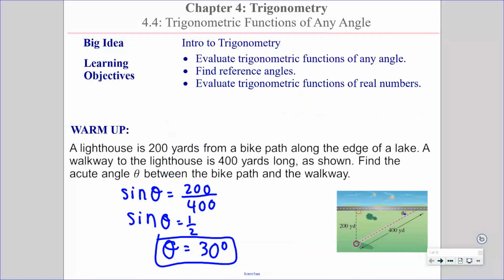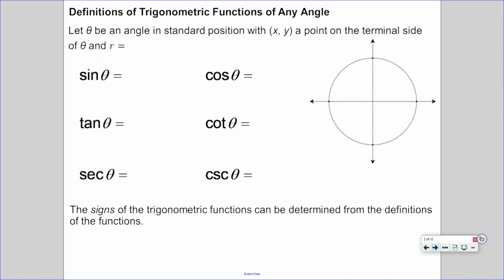So 4.4. We are going to evaluate any trig function and inverse trig function of any angle given to us. I'm going to introduce you to something called reference angles. A little bit of calculator work, but mostly non-calculator work.